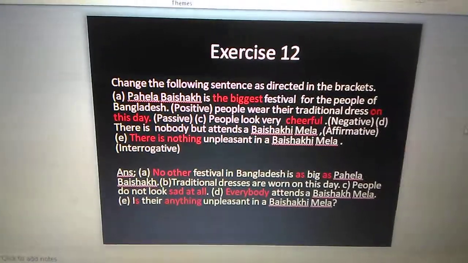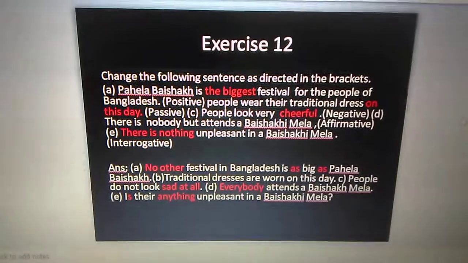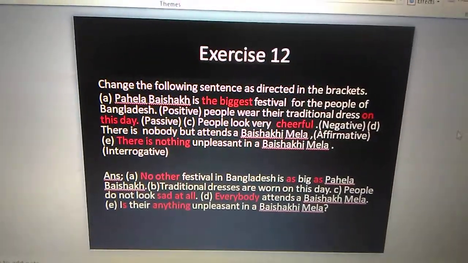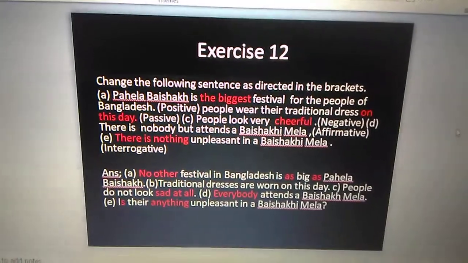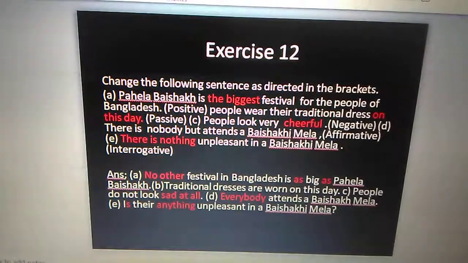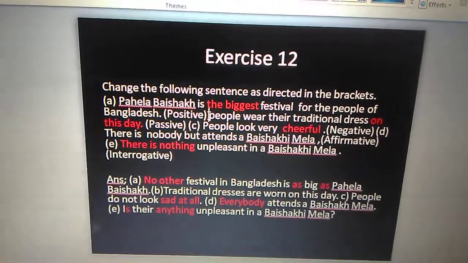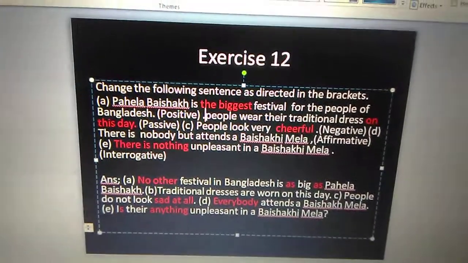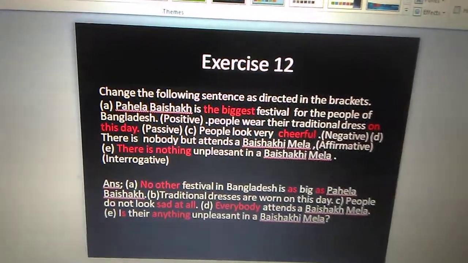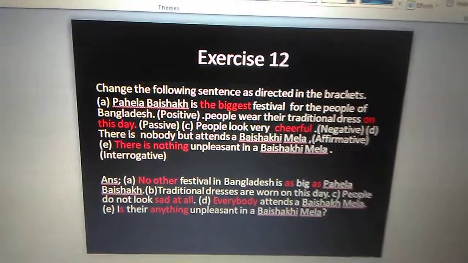Next, go for exercise 12. Poila Boishakh is the biggest festival for the people of Bangladesh. Positive. No other festival is, as you know already, that one we discussed. Following that rule, you will change that one. People wear their traditional dress on this day. So you have to change it passive.